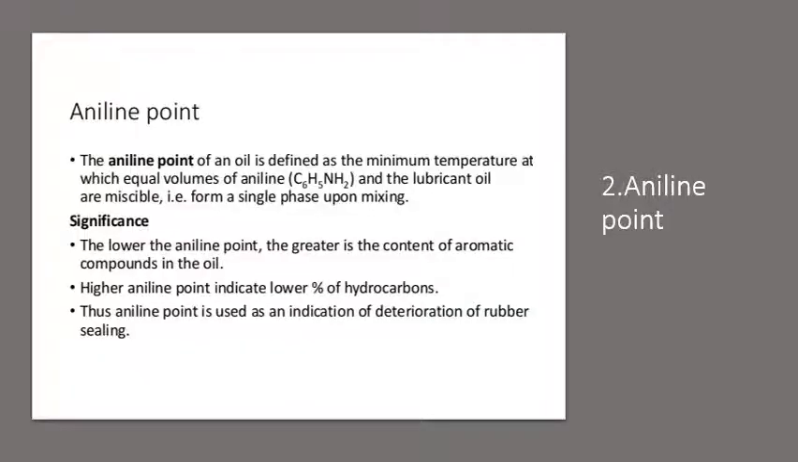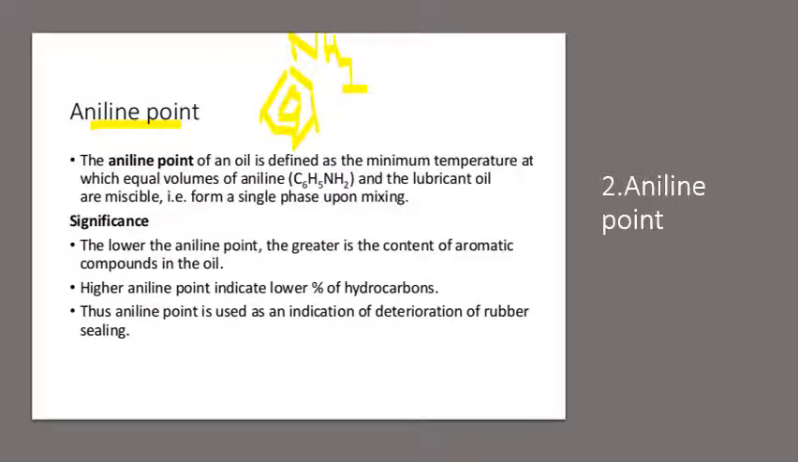The next property of the lubricant is the aniline point. What is aniline? It is an aromatic hydrocarbon, that is, an aromatic amine, C6H5NH2. So aniline is used to measure this property called aniline point.